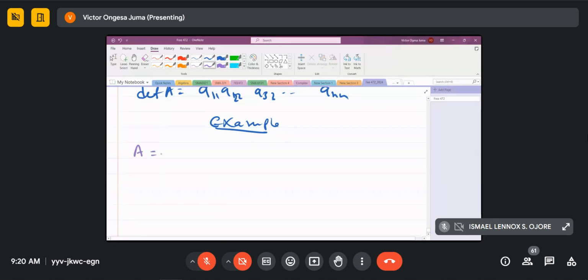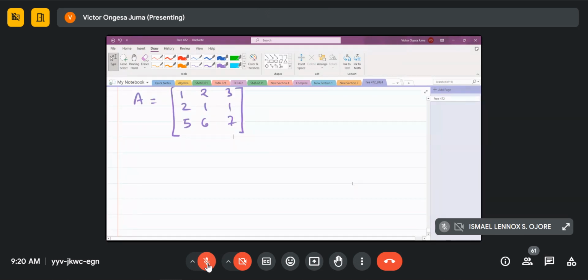So the matrix is 1, 2, 3, and then 2, 1, 1, and 5, 6, 7. If you want to find the determinant of this, you can simply follow the method we did when you solve the system. Or you can multiply anything, provided you keep track of it. So the determinant of A, when I write straight lines, they mean determinant: 1, 2, 3, then 2, 1, 1, 5, 6, 7.